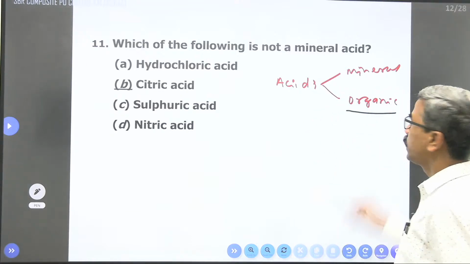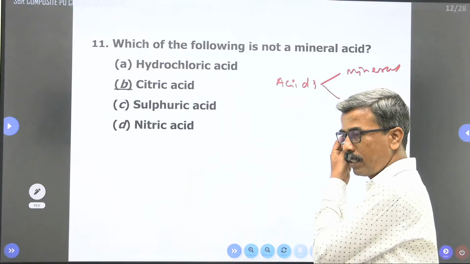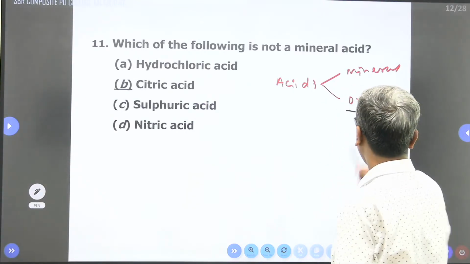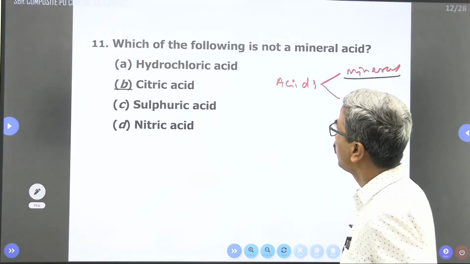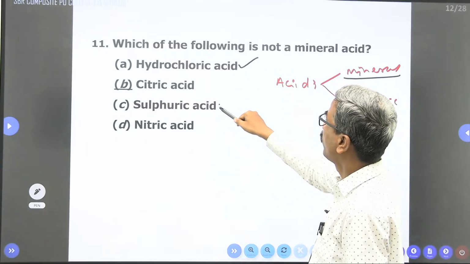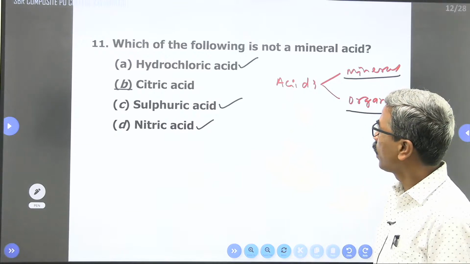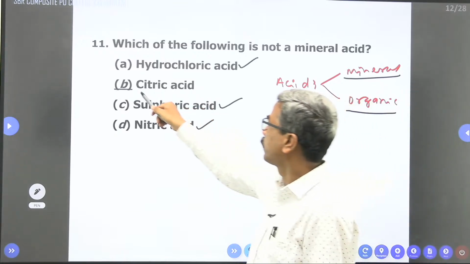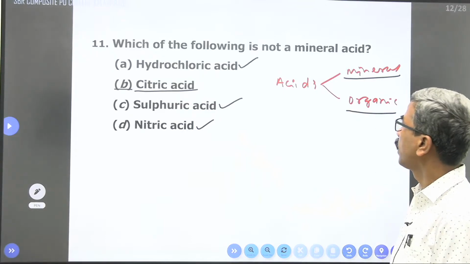So the acids which are obtained from living things, whether of plant or animal origin, we are going to call organic. If they are other than organic, then they are going to be mineral. Now you can see here, hydrochloric acid, sulfuric acid and nitric acid are mineral acids, whereas citric acid is found in your lemon.